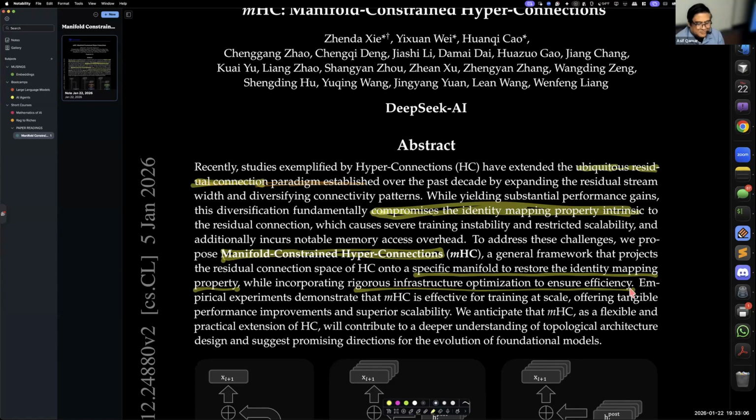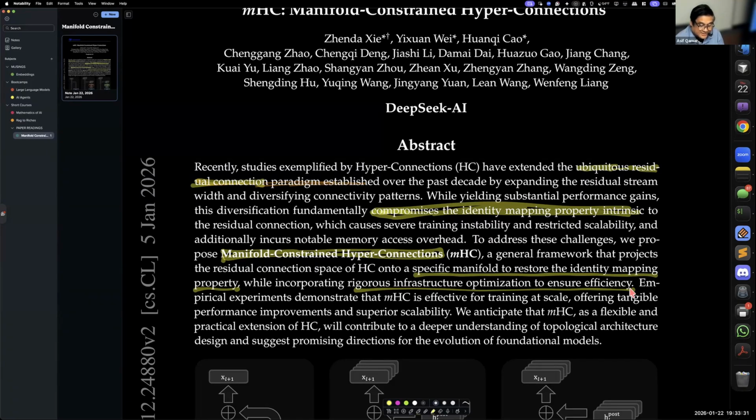Empirical experiments demonstrate that mHC is effective for training at scale. So they make the point that scalability is not lost. You can train mHC, this architecture, at scale, offering tangible performance improvements and superior scalability. So those are big claims. As it would turn out, each of the claims are true.